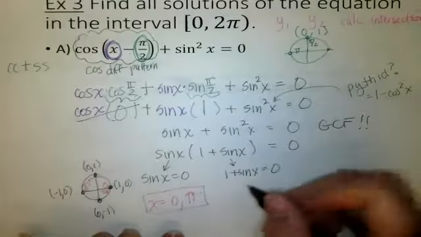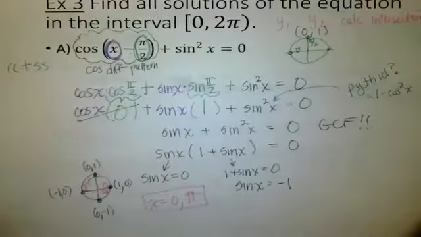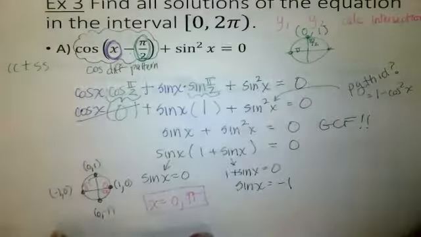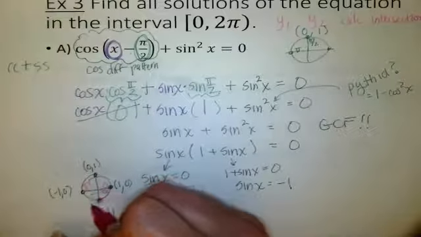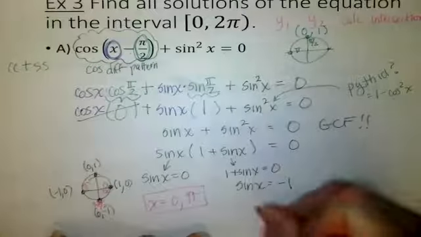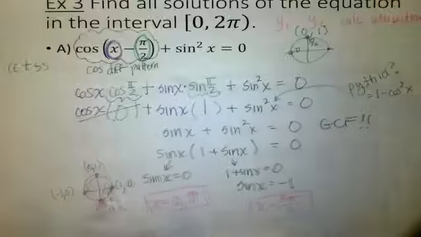Over here, I'm going to move the 1 over. So we get sine of x equals negative 1. So where does sine have a value of negative 1? Yeah, right here at 3 pi over 2. So we get x equals 3 pi over 2.